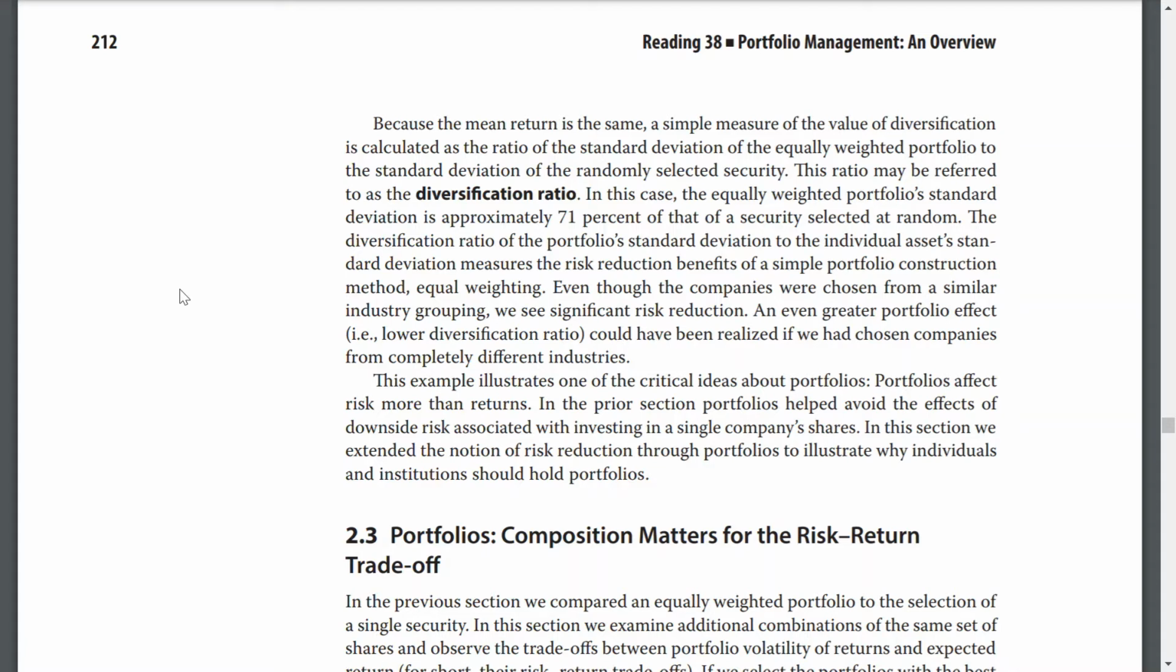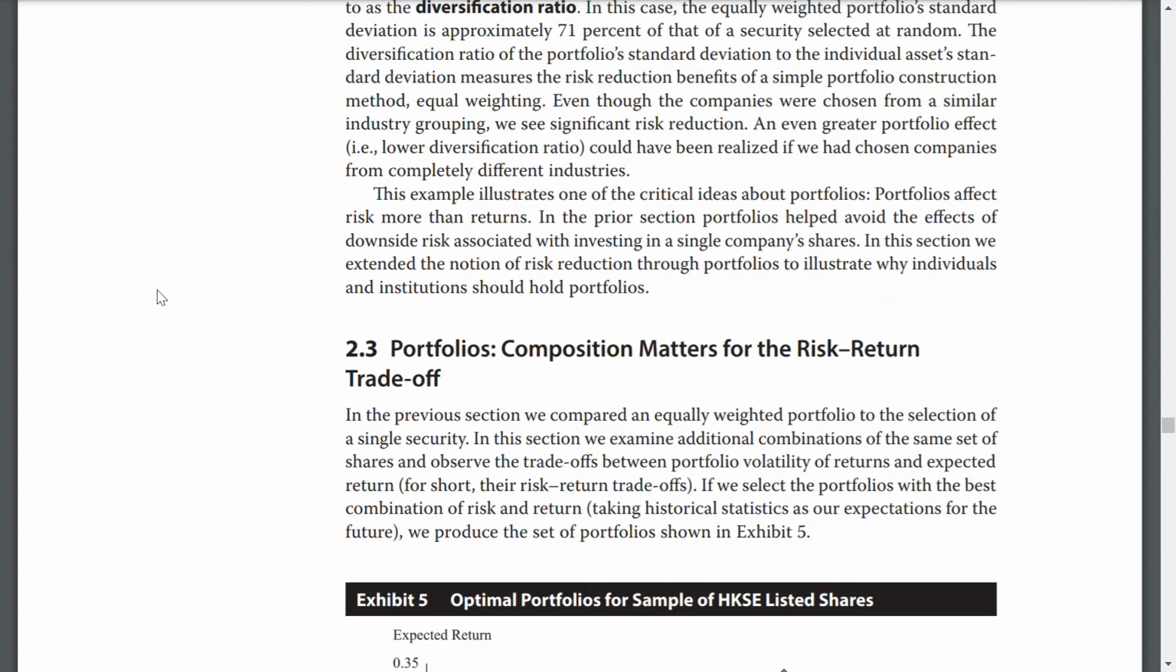The diversification ratio of the portfolio's standard deviation to the individual asset's standard deviation measures the risk reduction benefit of a simple portfolio construction method. Equal weighting, even though the companies were chosen from a similar industry grouping, we see significant risk reduction, and even greater portfolio effect could have been realized if we had chosen companies from completely different industries. This example illustrates one of the critical ideas about portfolios: they affect risk more than returns.